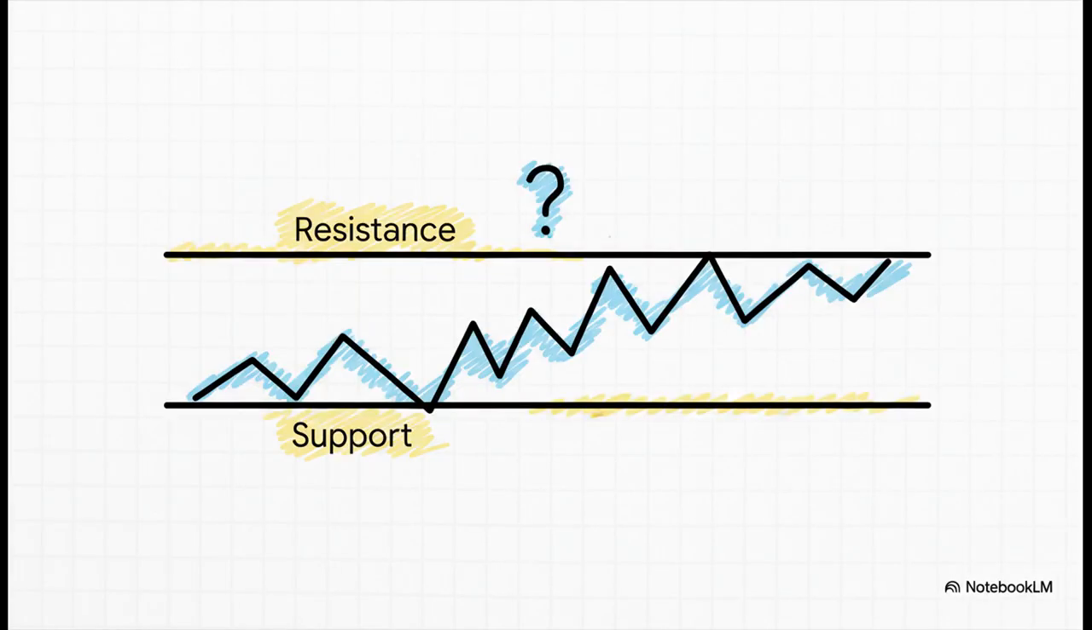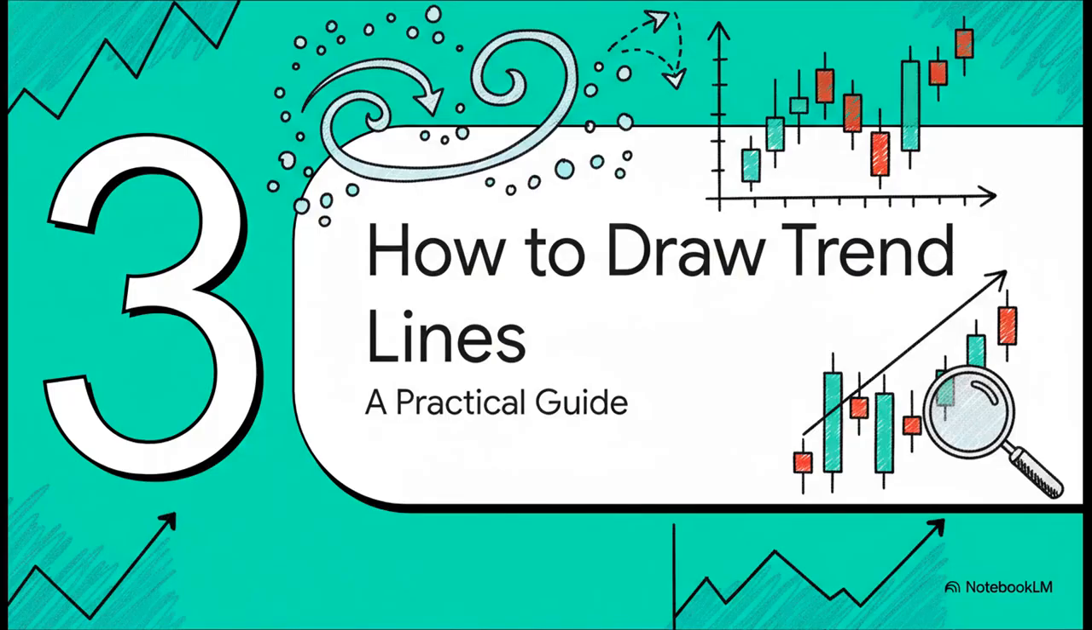And finally, there's the sideways trend. This is when the market just can't seem to make up its mind. The price is just bouncing back and forth, stuck between a pretty consistent floor and a consistent ceiling. We call this consolidating. It's basically waiting to decide on its next big move. Okay, that's enough theory. The real power here comes from knowing how to actually apply this. So let's get practical. We're going to walk through exactly how you draw these lines on a real chart.